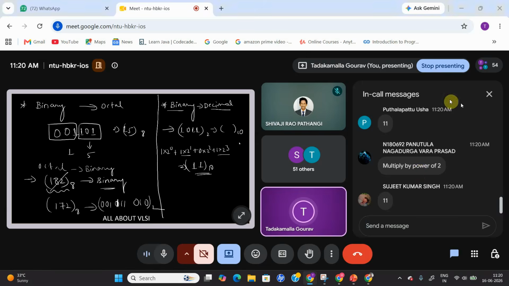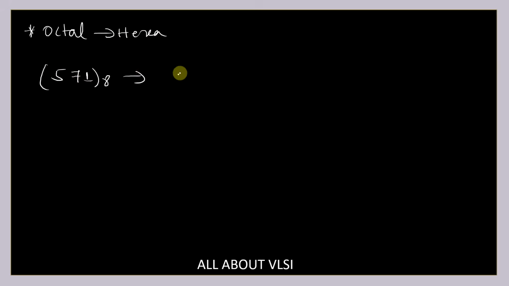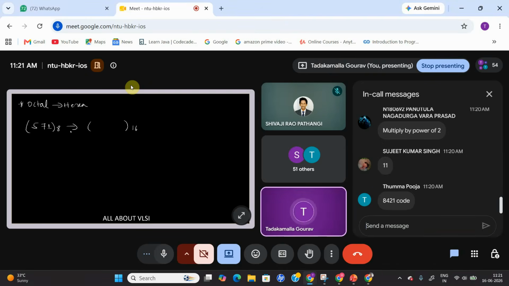Yes. And if I have an octal number and I want to convert it into hexa format, what is the process, guys? Suppose I have 571 base 8 and I want to convert it into hexa format. What is the process we need to follow?